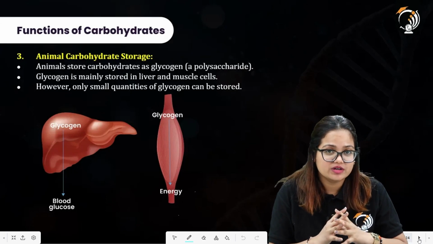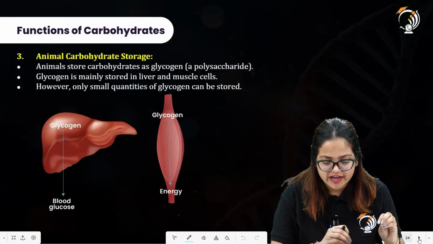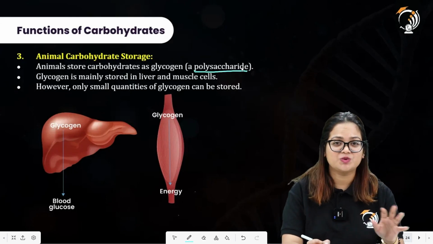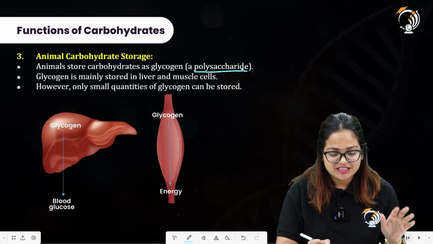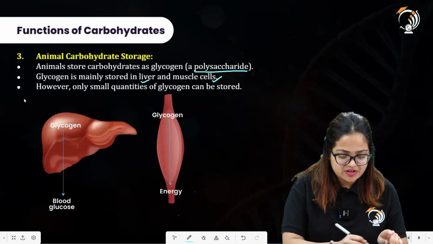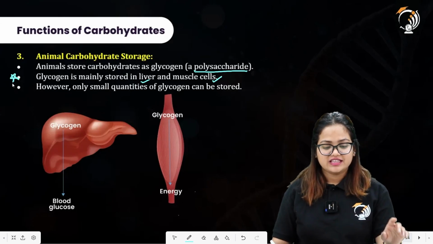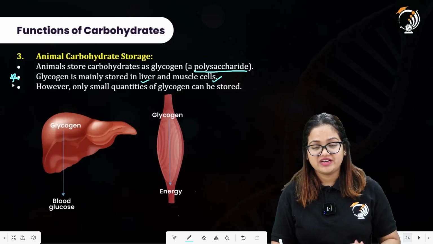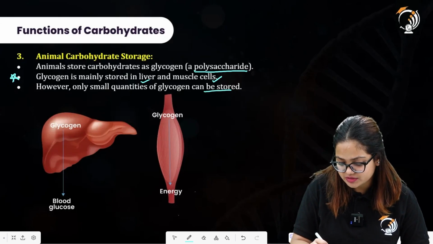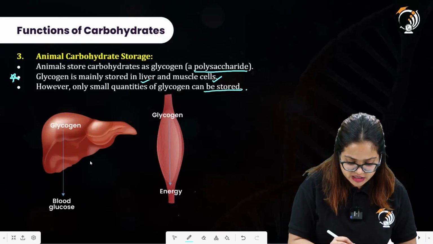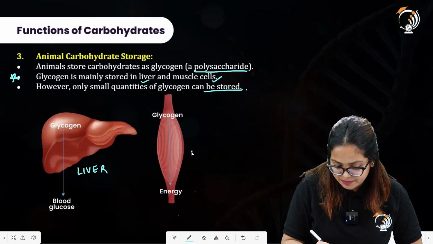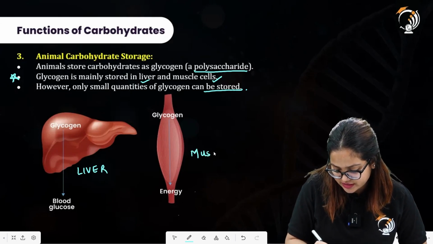Then another function of carbohydrate is animal carbohydrate storage. Animals store carbohydrate as glycogen, that is a polysaccharide, so it is made up of many glucose molecules. Glycogen is mainly stored in liver and muscle cells. So you have to remember this statement as well: where is the glycogen stored? It is stored in the liver and the muscle cells. However, only small quantities of glycogen can be stored. Here we have the liver organ, and here we have the muscle cell representation.